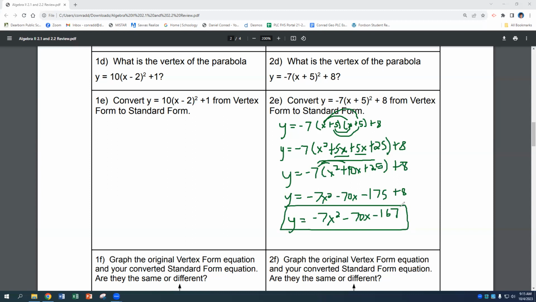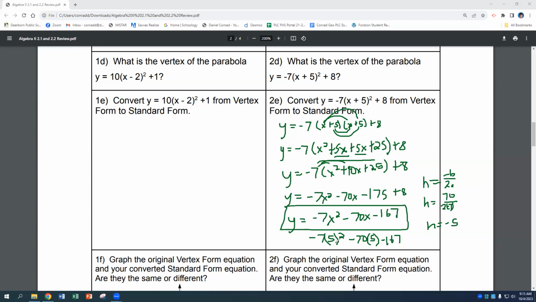Okay. If you want to verify this, we can look for the vertex and make sure it's the same, right? So again, h equals opposite of b over 2a. So that's going to be 70 over 2 times -14. I'm sorry, 2 times -7. So 70 over -14 is going to give me -5. Okay, and then if I use my calculator and plug that in, that's -7 times 5 squared minus 7 times 5 minus 167.